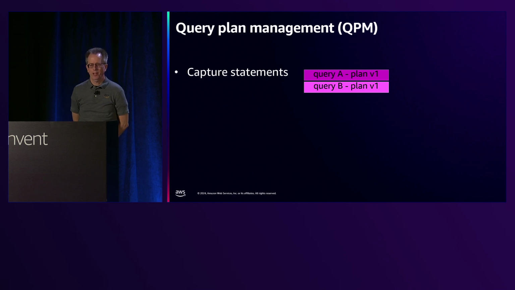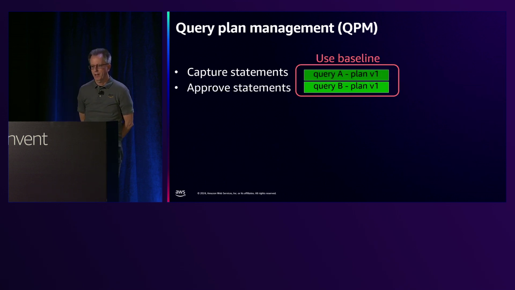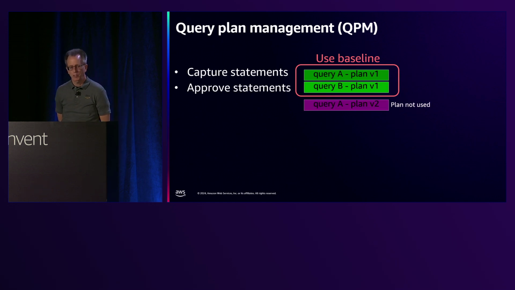So we capture statements. As you're running statements, we're seeing two different queries here, query A and query B, and we got their plans. So we like those plans. They look good to us. So we approve the plans, and that gets us a baseline. What this means is that's the plans that are going to be used. So even when another plan is generated by the planner, it won't be used.